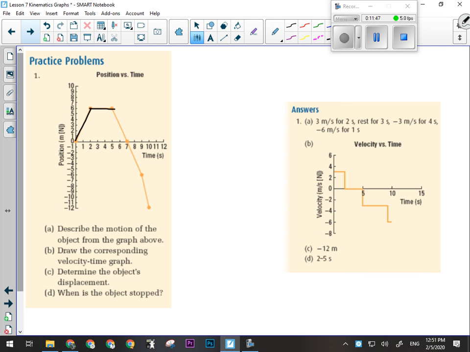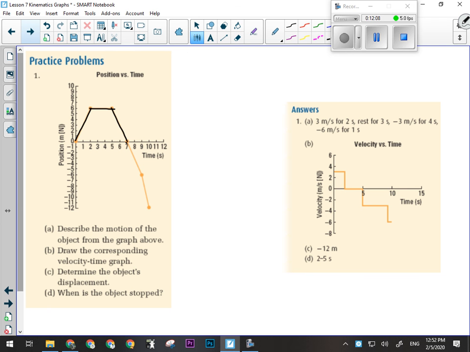What's the object doing here? Standing still, right. What's the object doing here? Going backwards at a constant velocity. Same here, same here. Now, in one of those two sections, is it going faster than the other? Yes. But still going backwards in both of those sections.